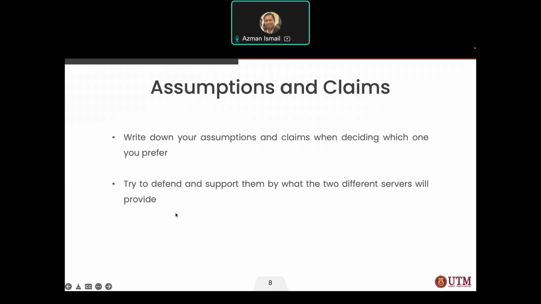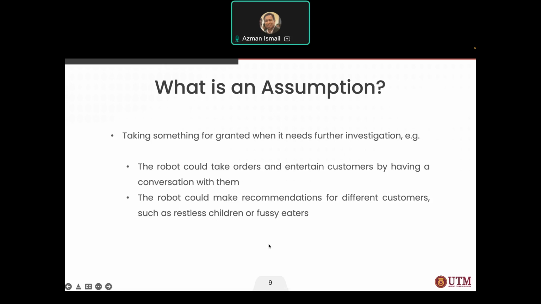Okay, so if you look into our lecture, the first thing we have to understand is what an assumption is. Taking something for granted when it needs further investigation. Okay, you just say something. That one is an assumption. Okay, one of the assumptions that I put here: the robot could take orders and entertain customers by having a conversation with them. Okay, that is the assumption.